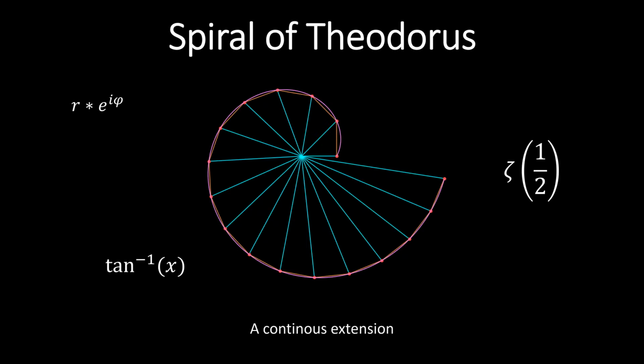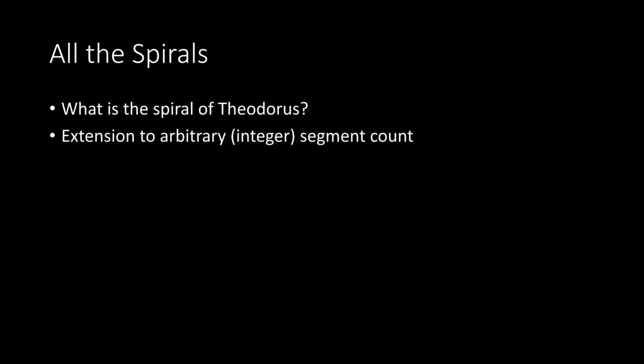So let's start by taking a look at the contents of this video. So it will be all about spirals, right? In the beginning, there is the question, what is the spiral anyway? But don't worry, it's very simple, and we will soon be over it. Then we are going to take the original spiral of Theodorus and extend it to an arbitrary segment count. So as you have seen on the previous page, the spiral in its original shape is made out of triangles.